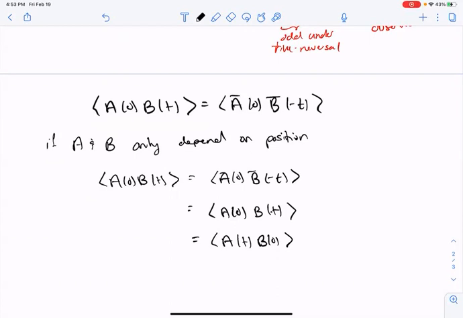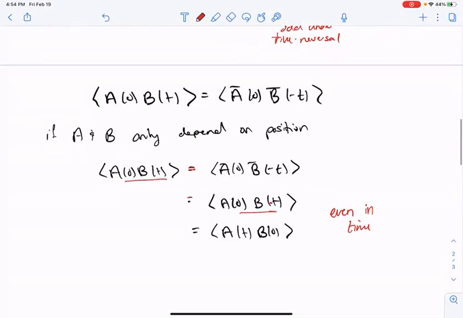If I go forwards or reverse in time, correlation functions of just position are going to have 0 first derivatives about the origin. So going forward or reverse, I get the exact same answer. In fact, this is even in time for all times. A at 0, B of any time t is equal to A of 0, B of minus t for any t.